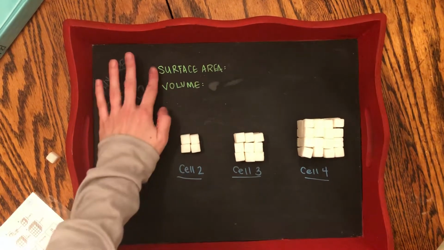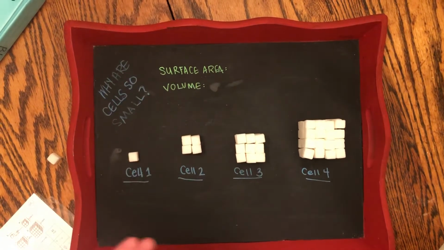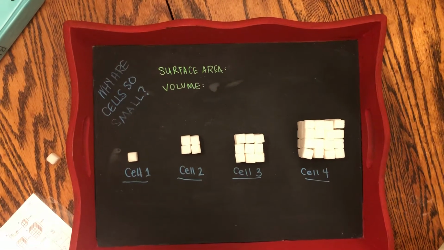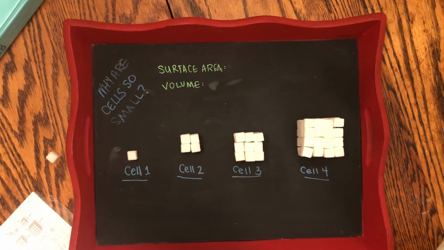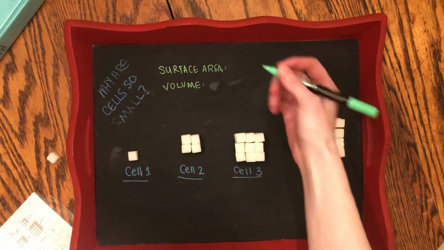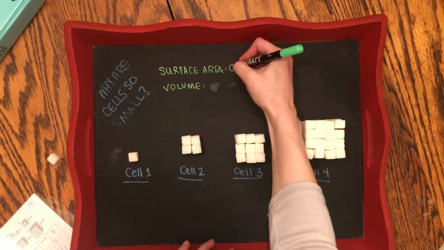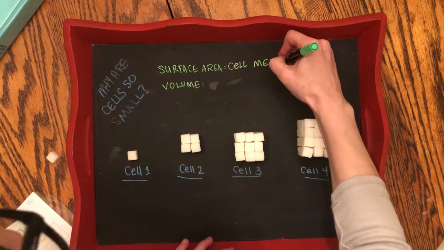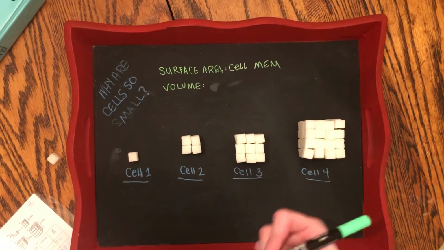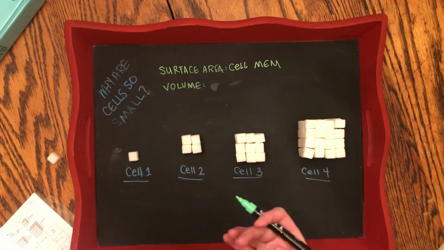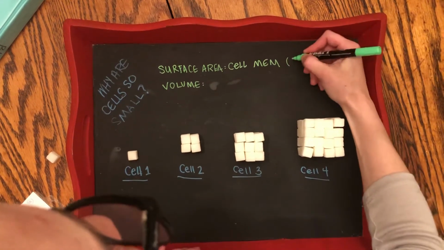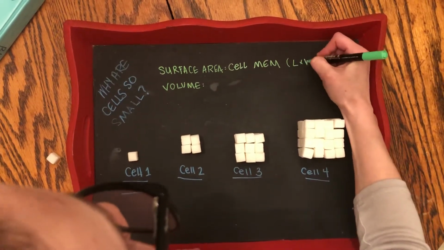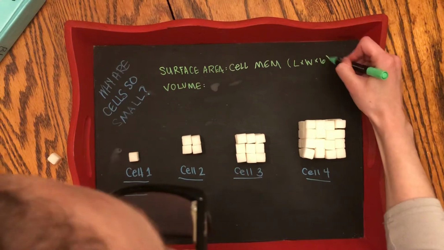So let's first talk about surface area. When you think about surface area, it's whatever is surrounding the outside of something. In terms of the cell, the surface area is going to be the cell membrane. And the equation for the lab that you're going to be using to solve for surface area is going to be length times width times 6.